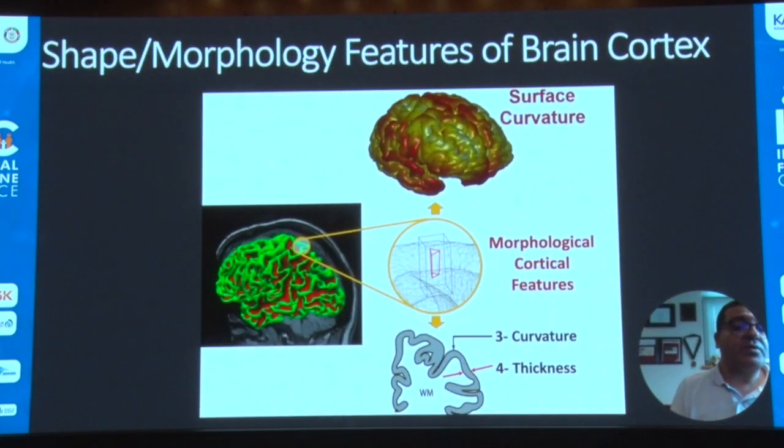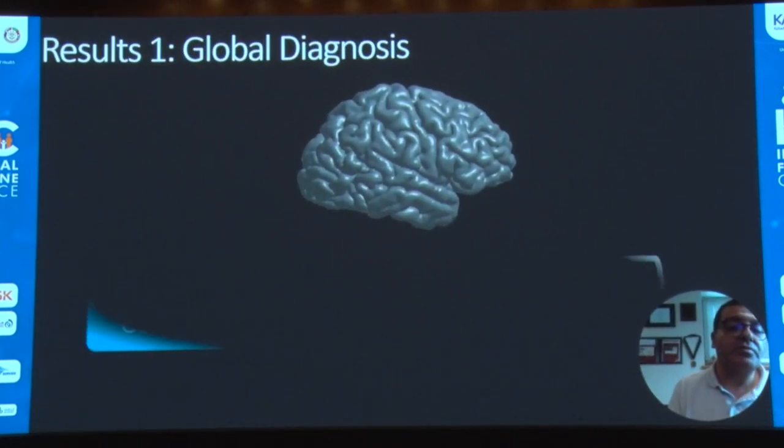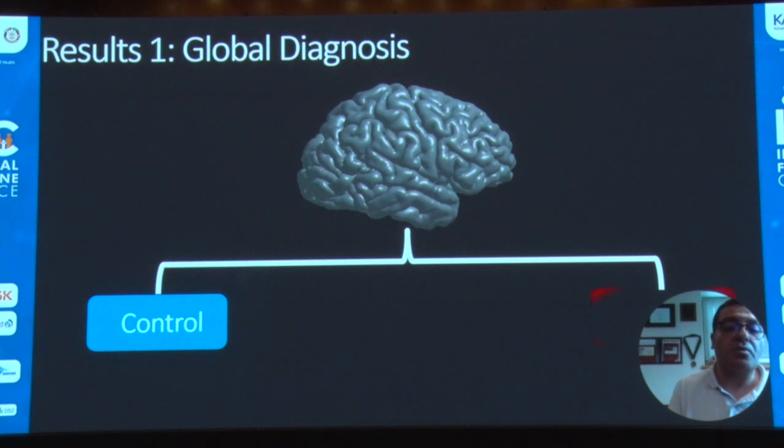Based on this, we get all the morphological or shape features that describe the brain cortex. We feed it, and based on this, we start to make a diagnosis of control versus autistic. And this was the first grant I got from NIH, and they are happy about it.